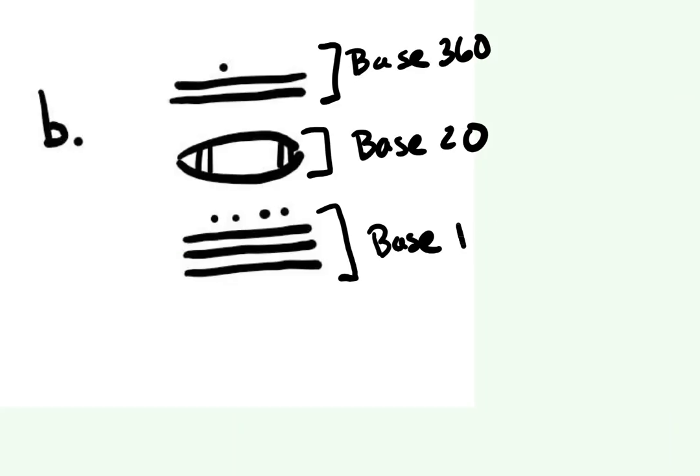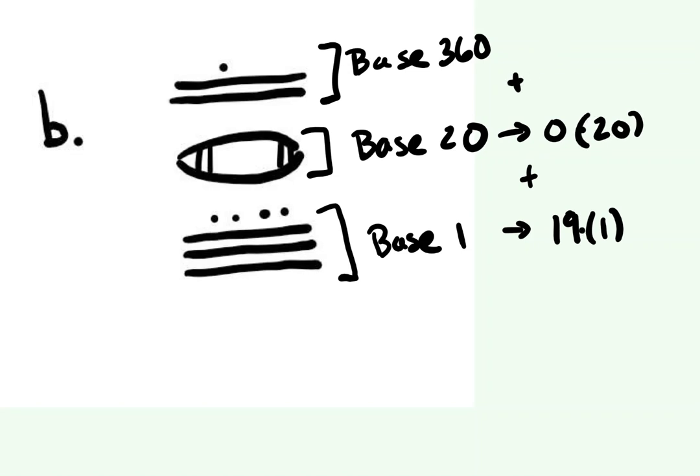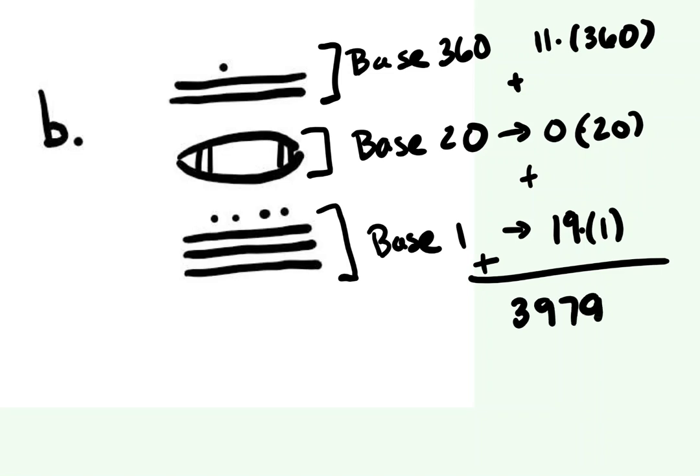And if we wanted, we could write it like this. We know that for base 1 we've got 5, 10, 15, 16, 17, 18, 19. 19 times base 1 plus 0 times base 20 plus 5, 10, 11. 11 times base 360. Adding all these together, we would get our final answer to be 3,979.